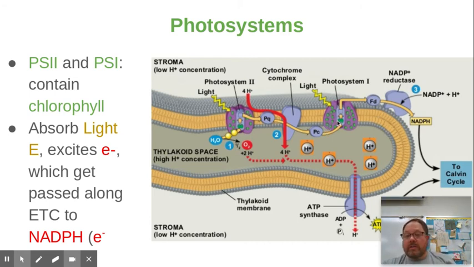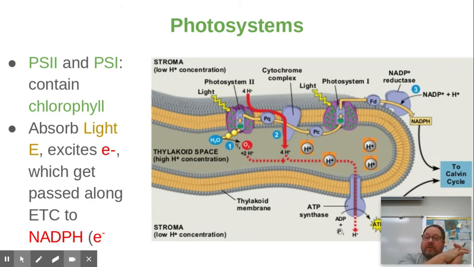Photosystem 1 then has those electrons excited by more photons of light. Those electrons get excited, and they again get passed on to a little molecule that shuttles the electrons, ultimately to an enzyme called NADP plus reductase. Reduction is a gain of electrons, right? So what it does is it passes on electrons and then associated protons to a molecule called NADPH. NADPH is another electron carrier.